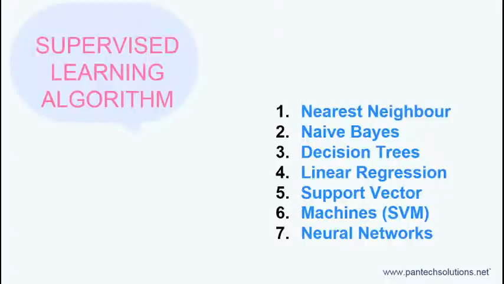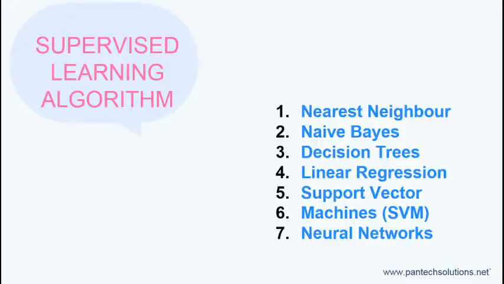In supervised learning we have different types of algorithms like nearest neighbor, naive Bayes, decision tree, linear regression, support vector machine (SVM), and neural network. We have a total of 6 algorithms for supervised learning.